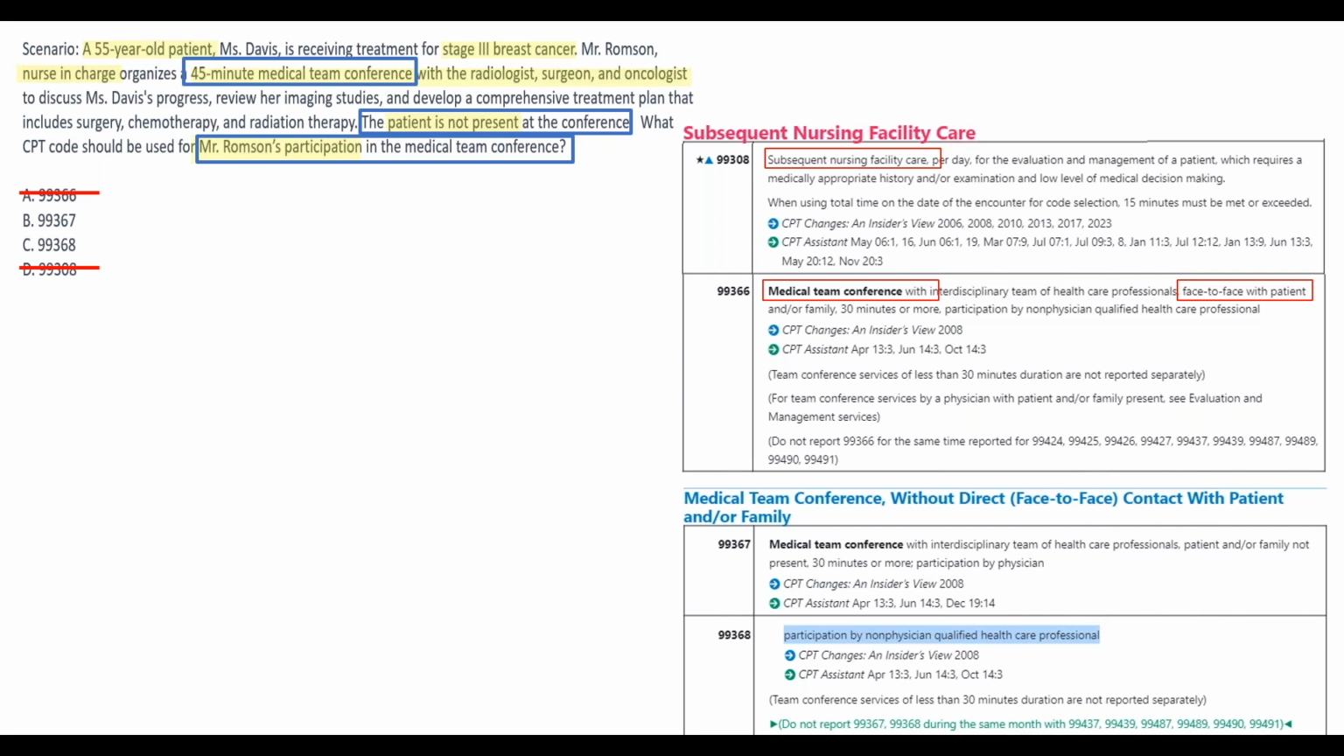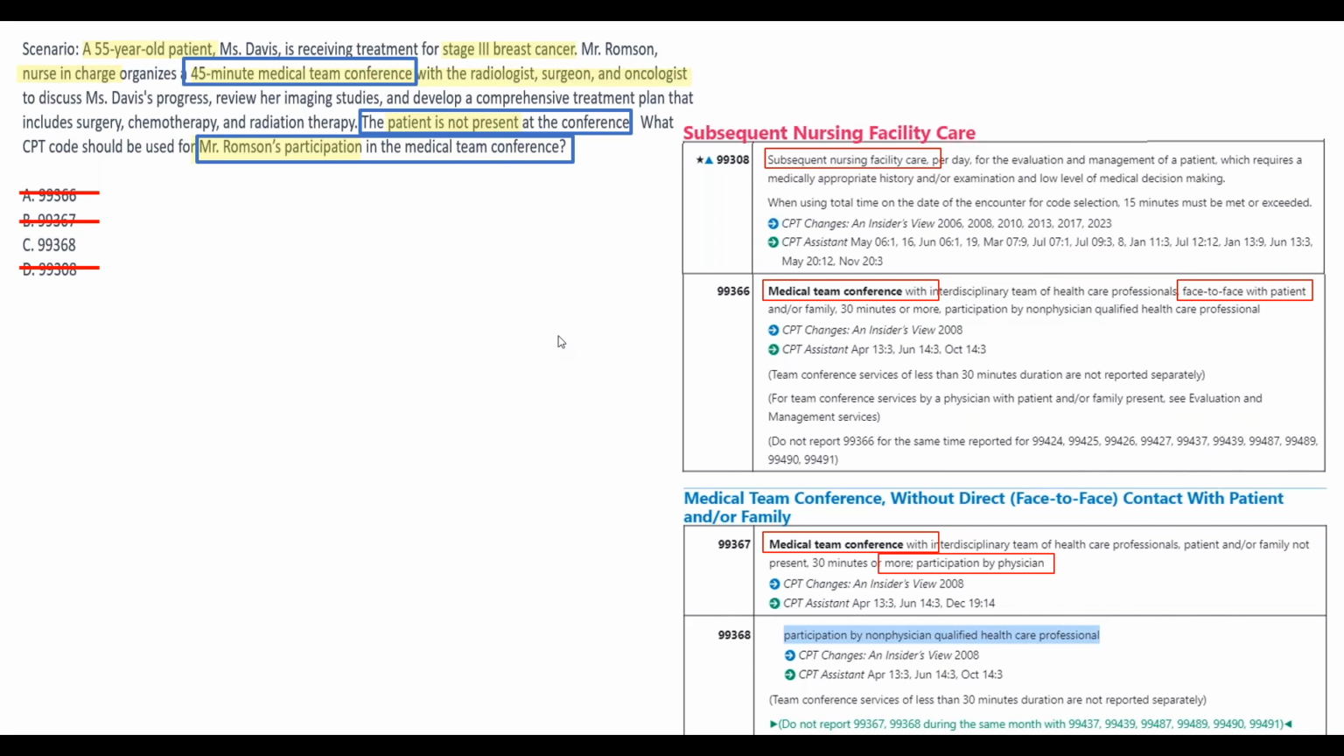So remaining is option B and option C. So I can eliminate option B, 99367, because it's coding for a medical team conference which involved the participation of a physician. This is for a physician's participation which we are coding. Well, in our scenario, we are coding for participation by a non-physician, which is a nurse in charge, Mr. Romson's participation in the medical team conference. Yes, aha moment. So option B is also incorrect.